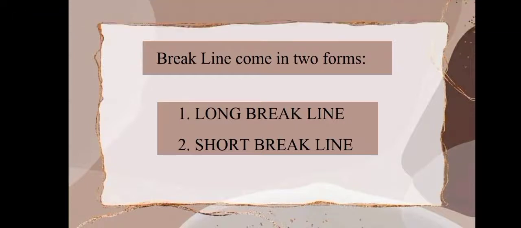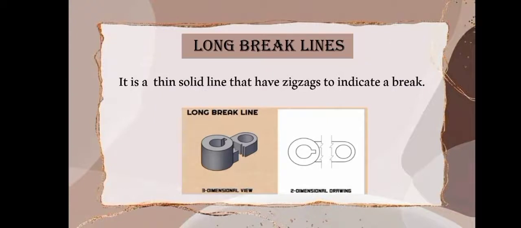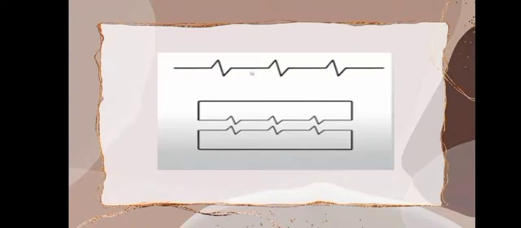So let's have first the long brick line. It is a thin, solid line that has zigzags to indicate a break. So as you can see in the three-dimensional view and the two-dimensional drawing, this is the illustration of a long brick line.